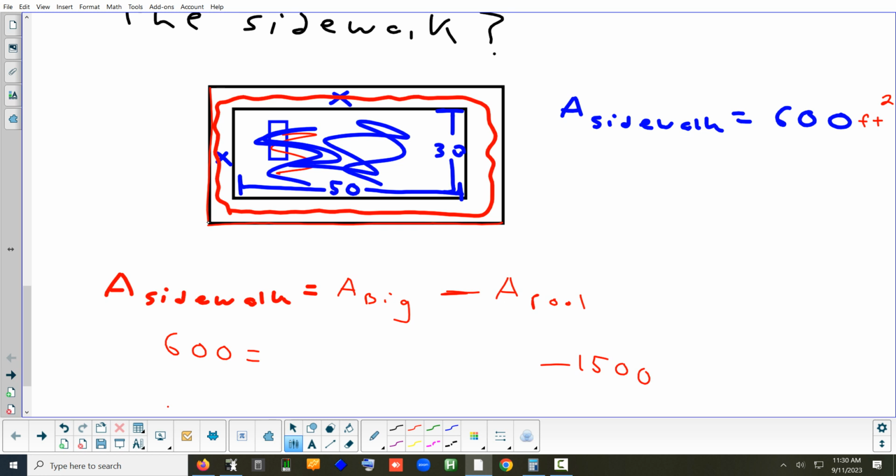How long is this bottom side? It's like 50 plus 2x. Yes, it's 50 from there to there. So that part's 50. But then you have this part, which is x, and you have this part, which is x, and that part is 50. So the big rectangle length is 50 plus 2x. And what about the width? Same thing, 30 plus 2x. Yeah, from here to here is 30, and then that's x, and that's x. So the width of the big rectangle is 30 plus 2x.